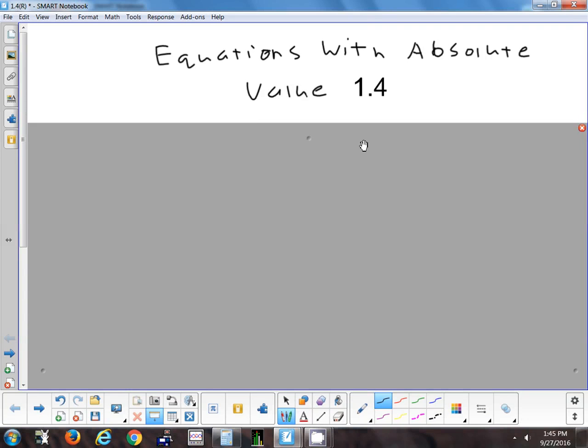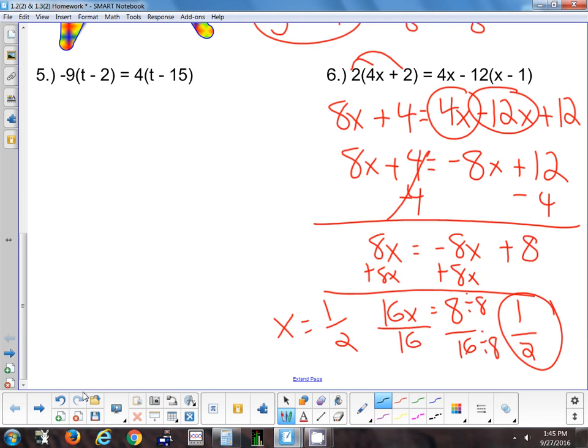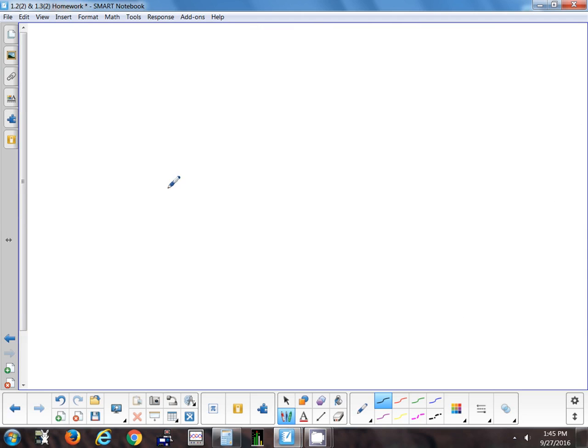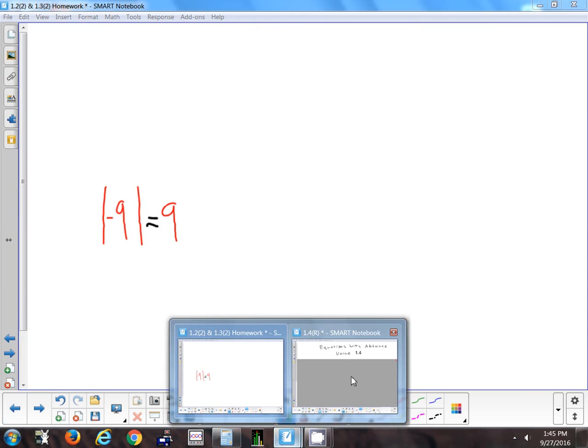Go ahead, you can draw it. Like -9, that actually equals 9. Okay, good. So thanks Antonio. So that's what absolute value looks like. It has the bars inside.